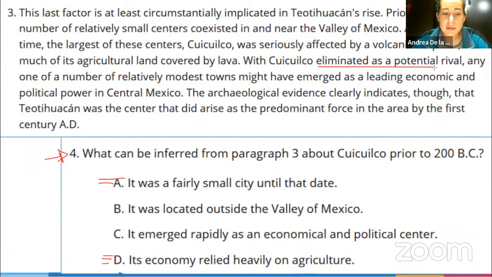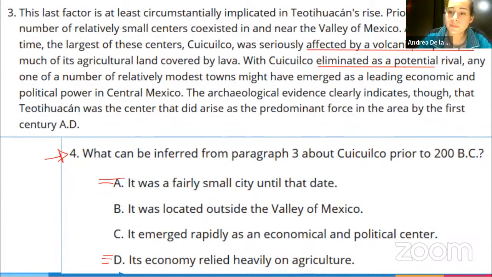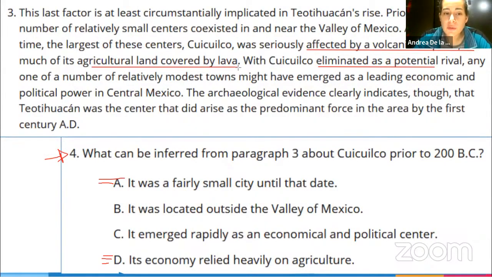Okay, and can anyone tell me why D? Wendy, why D? Because it says that Cuicuilco, after it was affected by a volcanic eruption, was eliminated as a potential rival. So I think it's D. Because it was covered by this lava, all the agricultural land. Fair. Okay, guys.